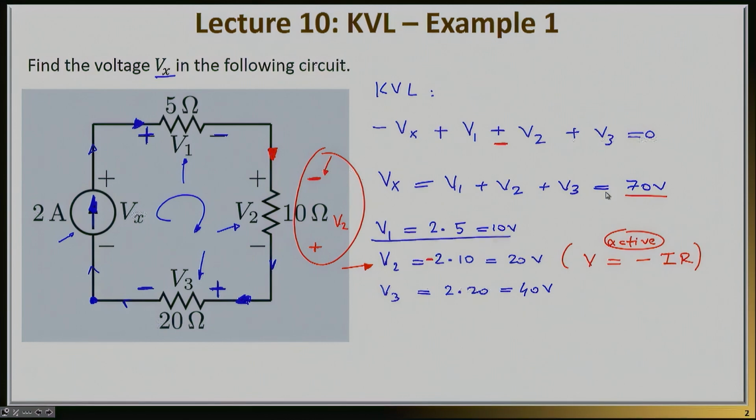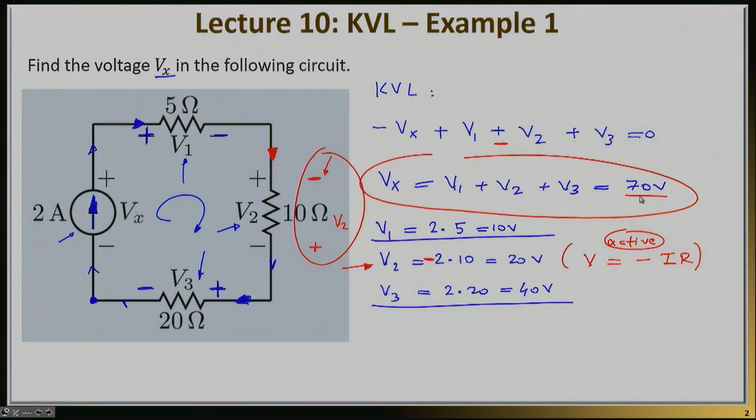That's why V1 stays the same, 10 volts, and V3 stays the same, 40 volts. But with the red polarity, the newly chosen polarity, V2 must be equal to negative 2 times 10. And so, of course, at the end, the result will be identical, and Vx will still be equal to 70 volts as we found before.